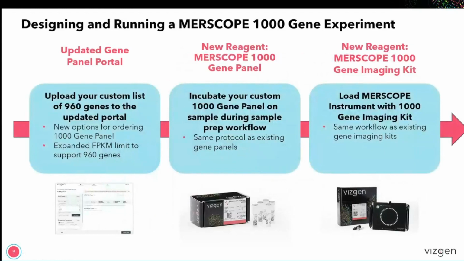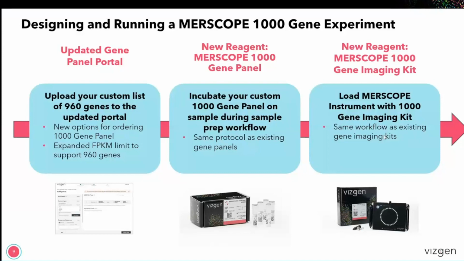And the best part is designing and running a Merscope 1000 gene experiment is very similar to our current gene panels, designing and running those on the Merscope instrument. Again, all of this starts with our gene panel portal, which has been updated to allow upload of up to 960 genes onto the portal. We've also, with that, increased the abundance limit for panels to support those larger panels being built. Once that panel is built and finalized, it then gets manufactured by Vizgen. We then ship that panel to your laboratory where you can use that panel in the sample prep procedure.